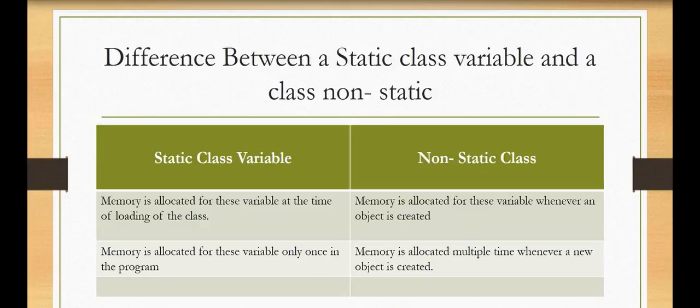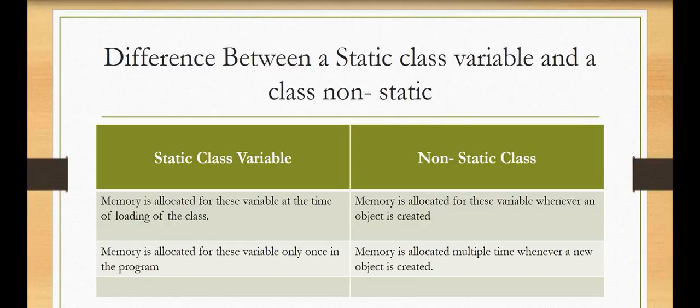So for now, I'm going to explain some differences between static class variables and non-static class variables, the ones that I implemented in our program. For a static class variable, the memory is allocated at the time of loading of the class. Also, the memory is allocated for this variable only once in the program. For a non-static variable, memory is allocated whenever an object is created. Memory is allocated multiple times, whenever a new object is created.